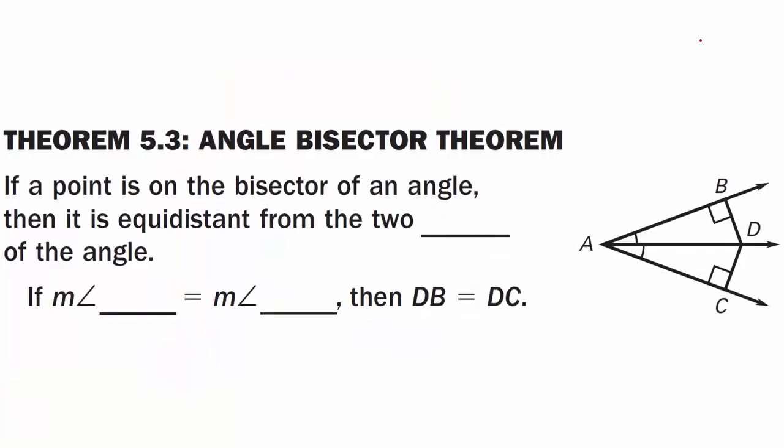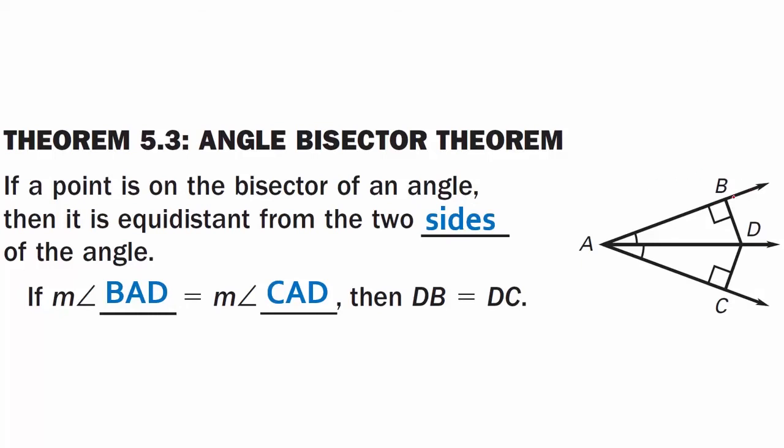Going back to theorems, this time we're looking at the angle bisector theorem. If a point is on the bisector of an angle, then it is equidistant from the two sides of the angle. That means if the measure of angle BAD is equal to the measure of angle CAD, then we can say that DB is equal to DC.